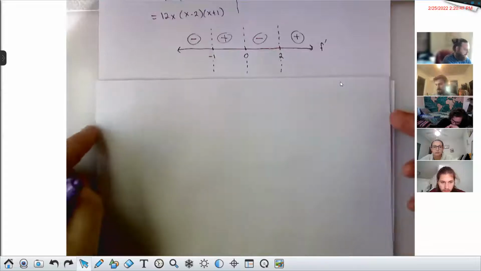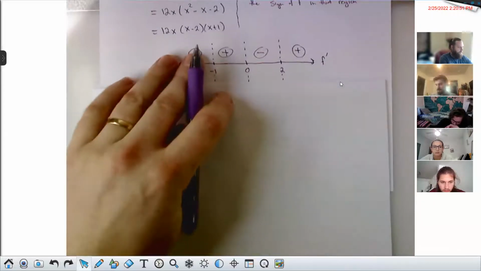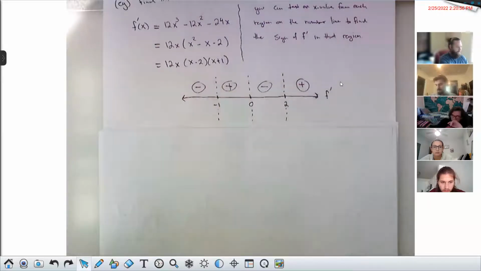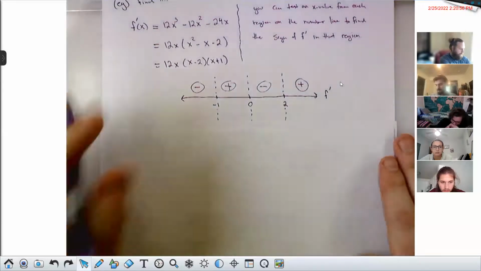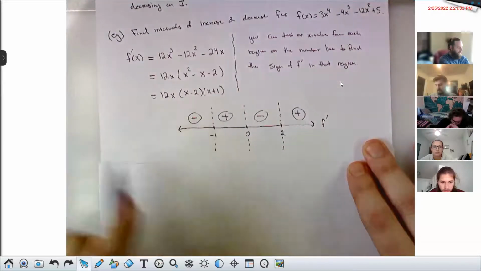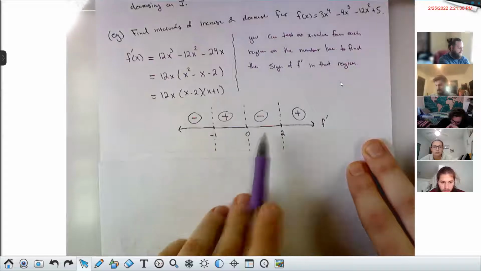Let's go ahead and write down the result, and then I'll discuss the other option. You won't see me plotting points like testing points unless it's absolutely necessary. So the answer to the problem here, we're going to find intervals of increase and decrease. Well, I know that f prime is negative from -∞ to -1 and from 0 to 2.